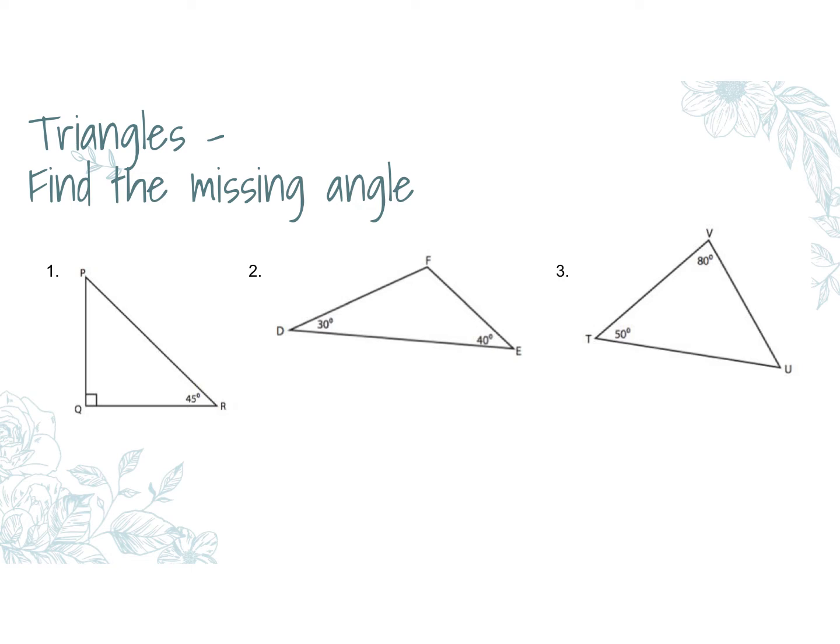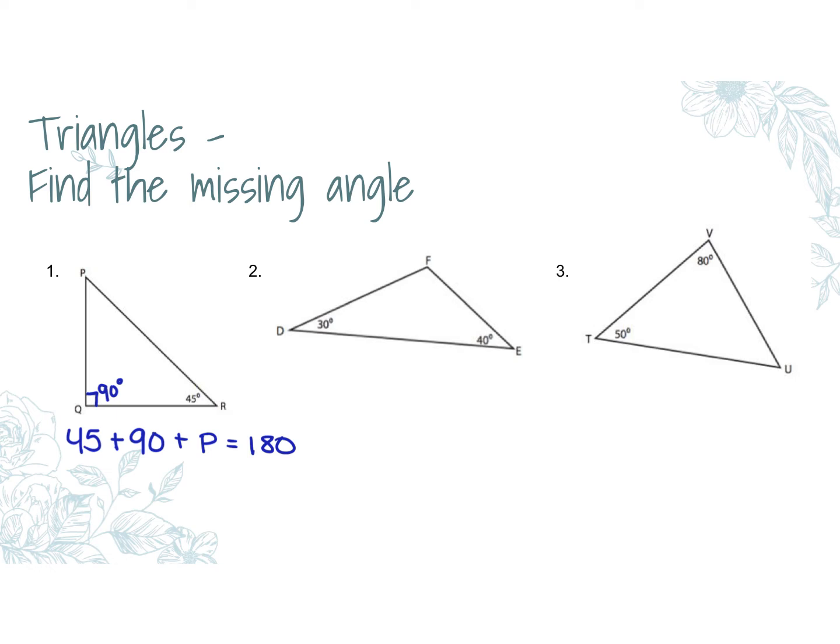So in problem number 1, I see the angles 45, 90, that perfect corner is a right angle, 90 degrees, and then we'll solve for our missing angle P. And all three of those together will be 180 degrees.